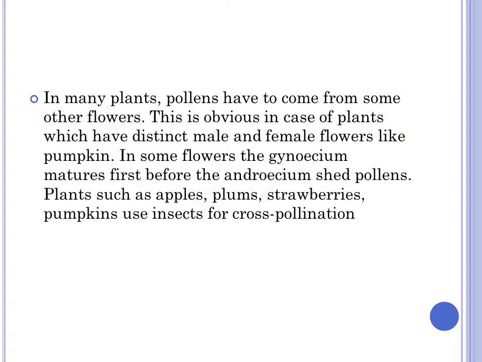In many plants, pollens have to come from some other flowers. This is obvious in case of plants which have distinct male and female flower like pumpkin. In some flowers, the gynoecium matures first before the androecium sheds pollens. Plants such as apples, plums, strawberries, pumpkins use insects for cross-pollination.